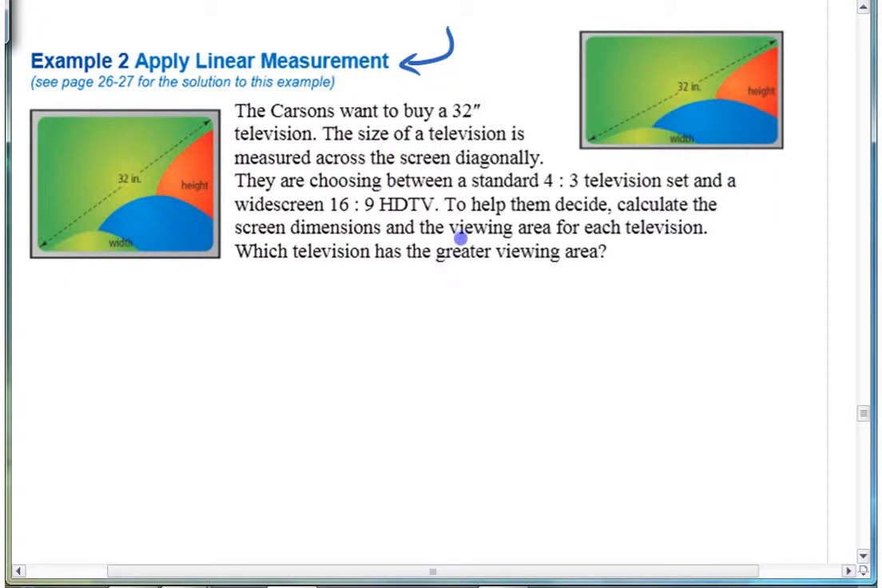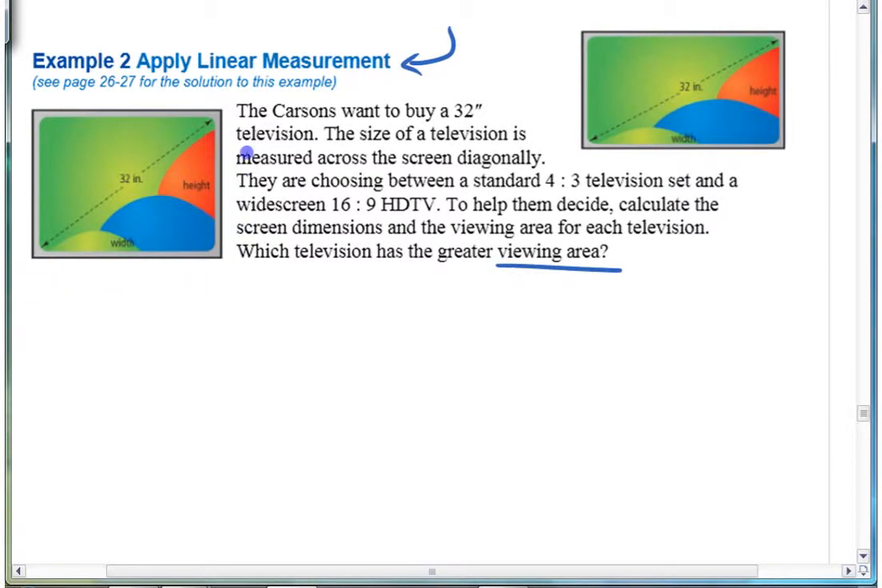All right? This problem involves you knowing something from grade 8 about the Pythagorean theorem. That's how I would approach it anyways. If you want to go through and work this out, basically you've got to find the dimensions here, and then you can figure out the area, okay? It talks about the greater viewing area, which way. If you have a 32-inch TV that's that proportion or a 32-inch TV that's this proportion, which has the greater viewing area?